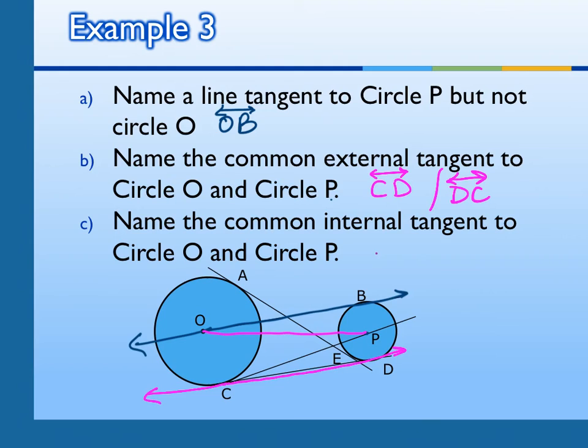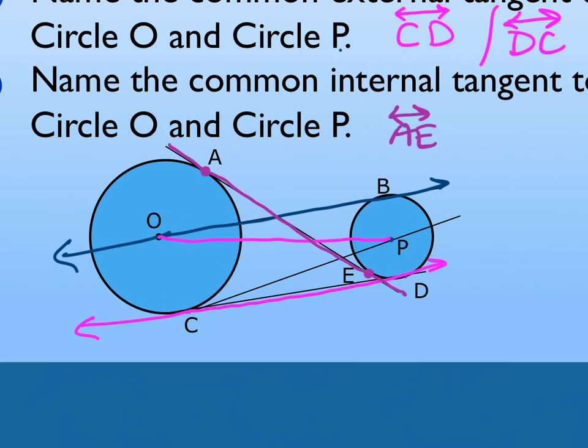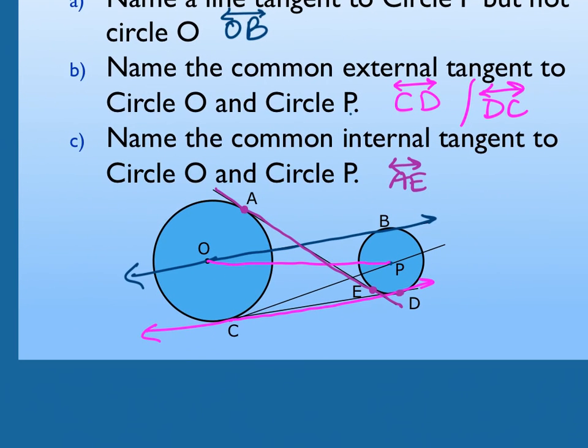Okay, C says name the common internal tangent to O and P. AE. What is internal? Internal passes through the segments connecting the centers. AD, no, D is all the way over here. So it's AE, right? D's over there. So AE, do we agree that AE is tangent to both those circles? Yes. Do we also agree that it would cross this segment that connects the two centers? That makes it internal.